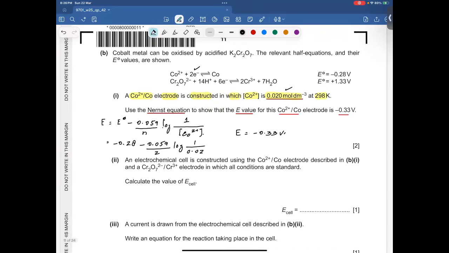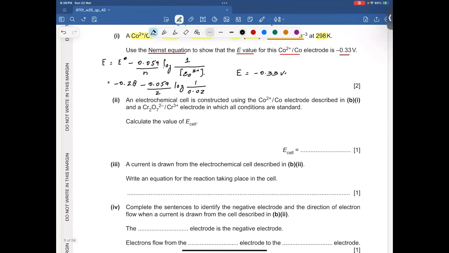Okay. Now, the next part of the question is an electrochemical cell. A cell which converts chemical energy into electrical energy is called an electrochemical cell. It is constructed using the cobalt ion electrode described in B part 1 and the dichromate(VI) ions electrode, in which all conditions are standard. Calculate the value of E cell.